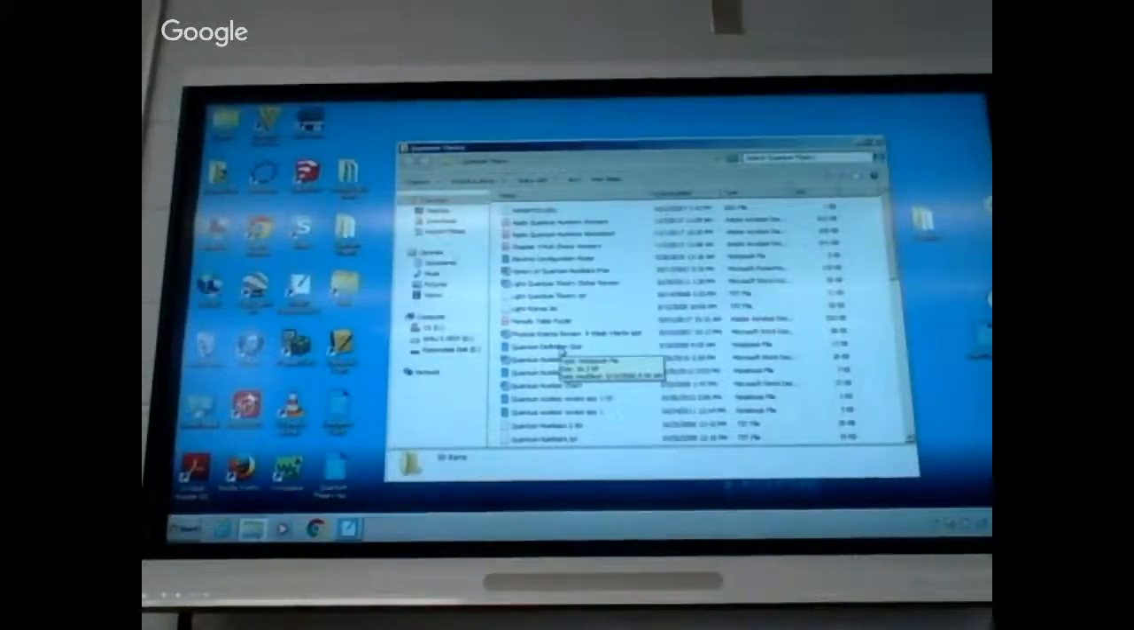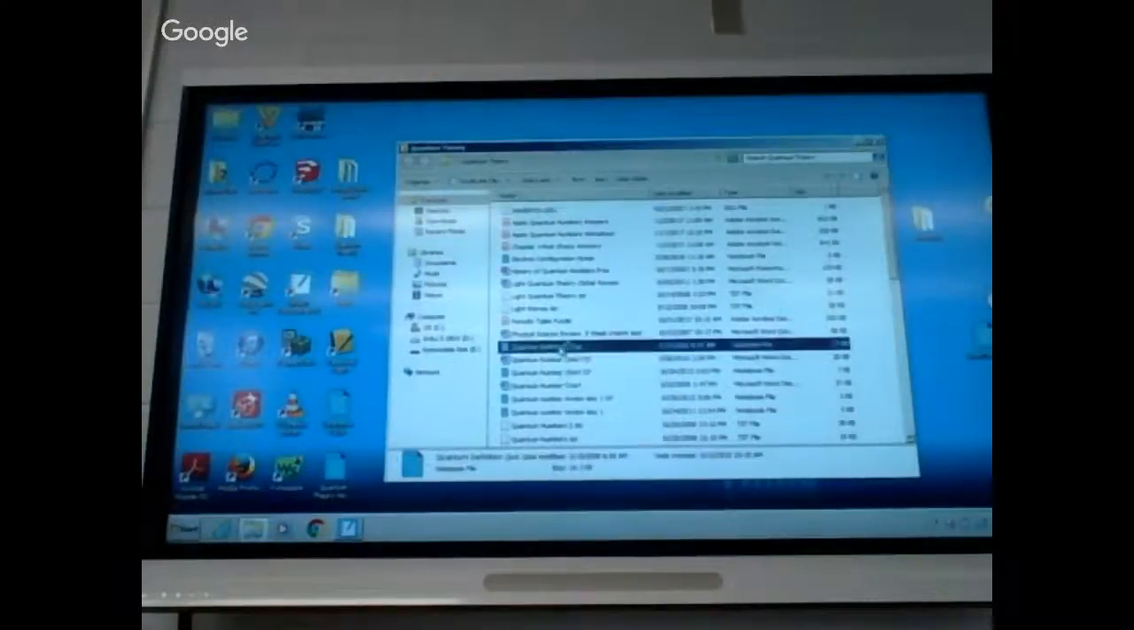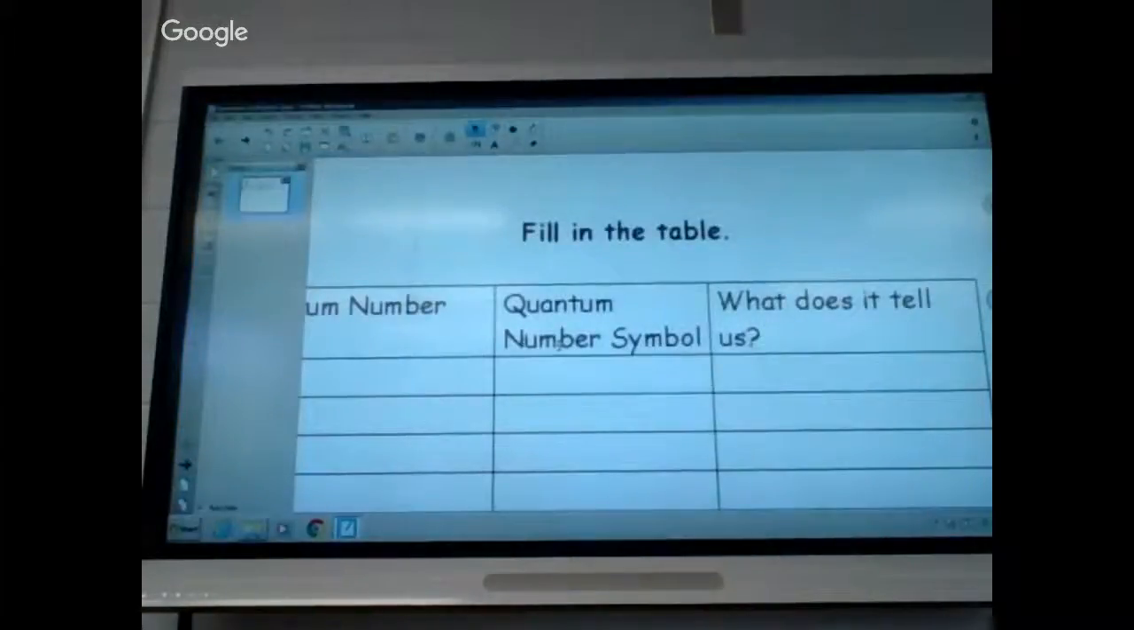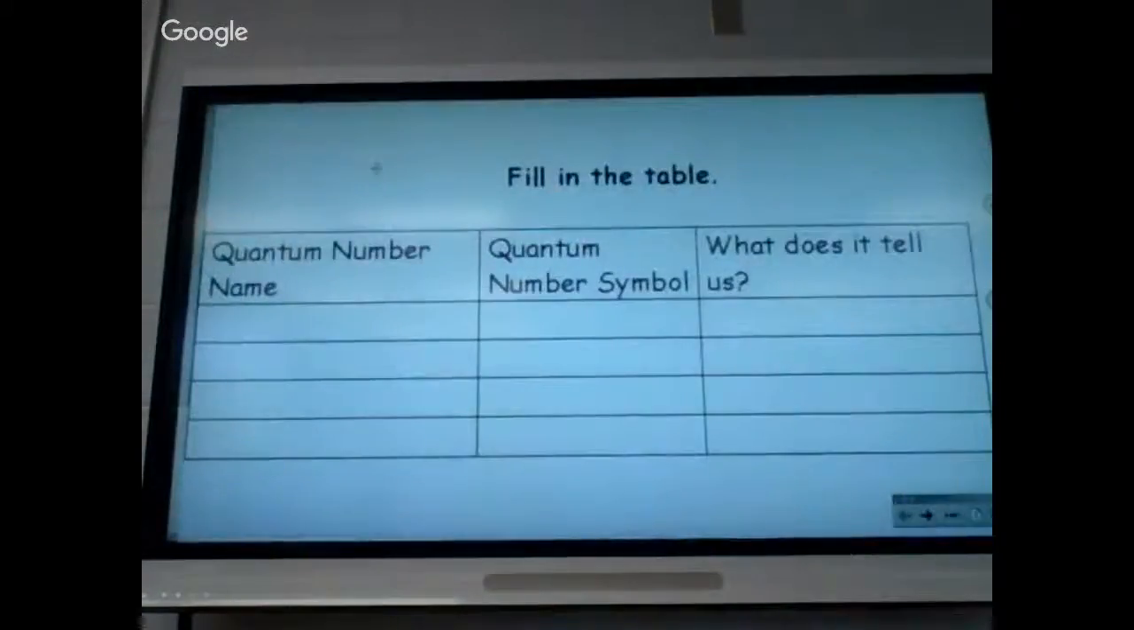Now, the quiz is designed in a chart format. I don't care if you write it in the chart. It's probably easier for me to grade if you do it in the chart. Do we have to write the questions? Nope. There really aren't any questions. I told you yesterday. I just need you to be able to tell me the names of the quantum numbers, their symbols, and what they tell us.